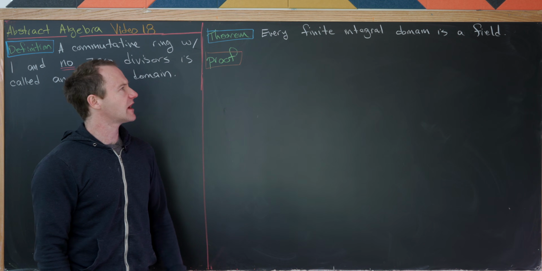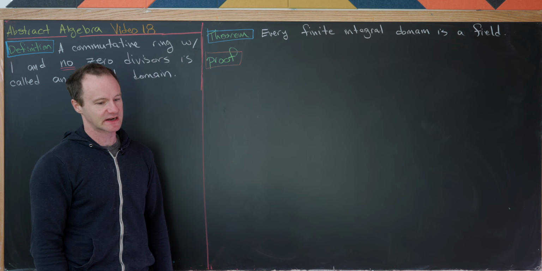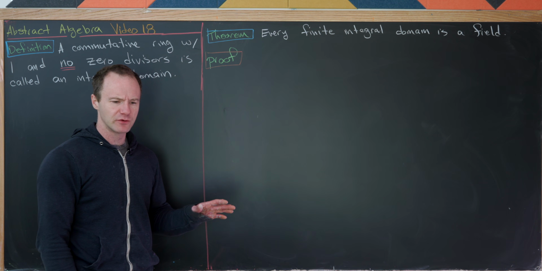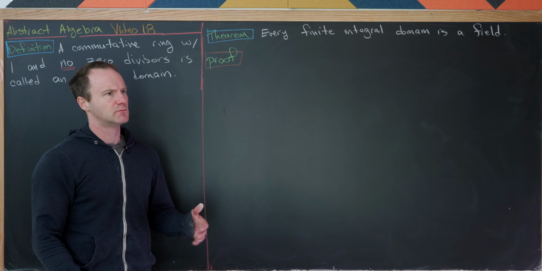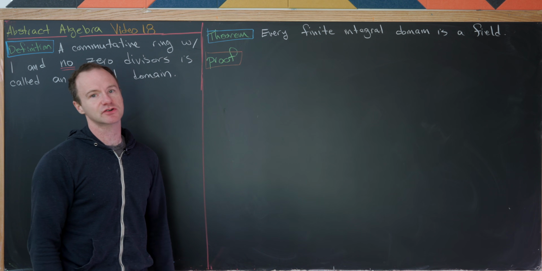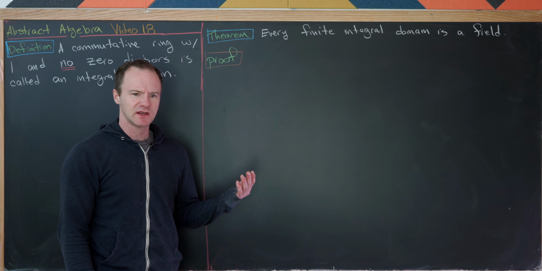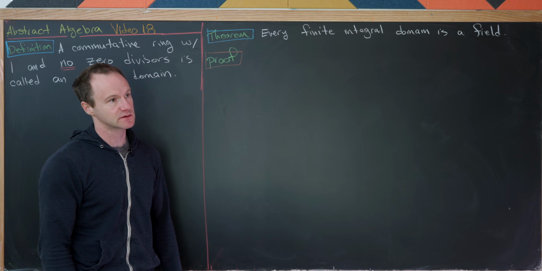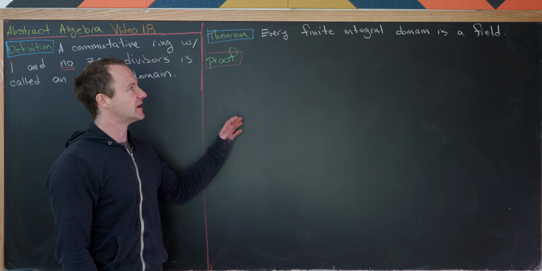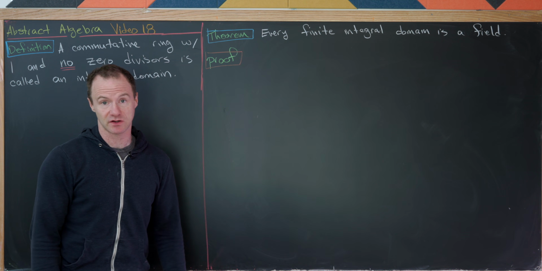The next result is fairly important. It says that every finite integral domain is in fact a field. And before we prove this, let's notice that because of this result, maybe the most interesting integral domains are the ones that are not fields. Because if we want to study finite integral domains, we might as well just study fields. But if an integral domain is not a field, then it must be infinite by this result.